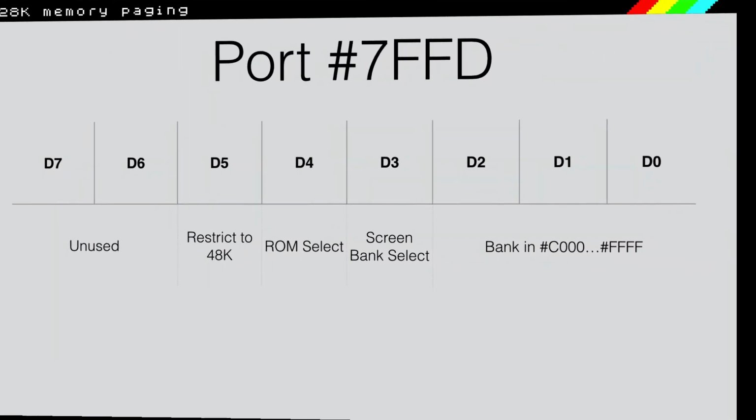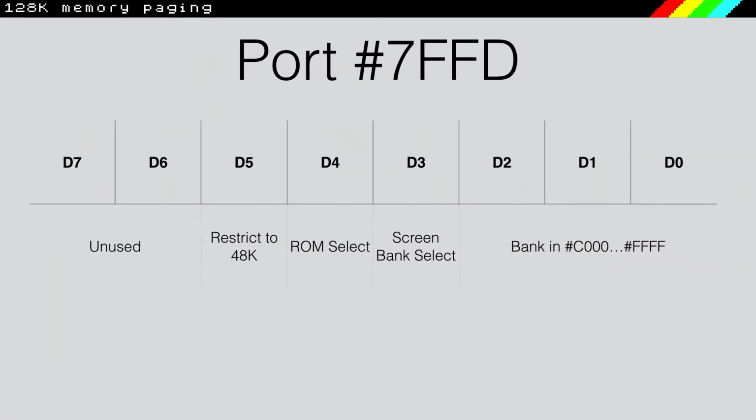The control of the memory banks is done via the port 7FFD. The first 3 bits control which bank is selected in the space between C000 and the end of the address space. The fourth bit sets whether bank 5 or bank 7 is displayed on the screen.